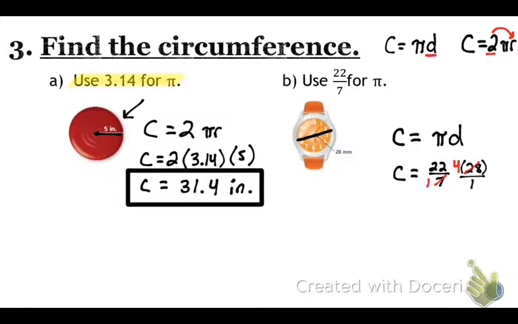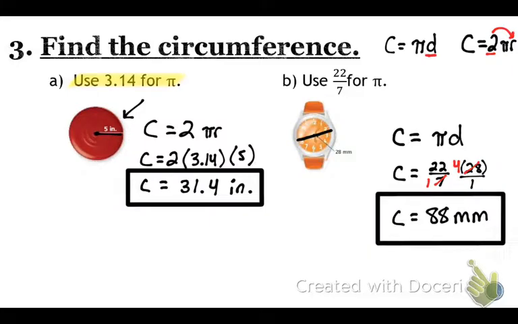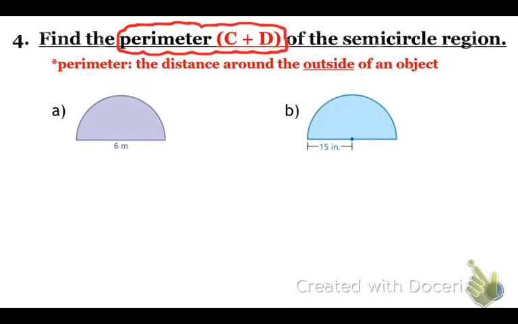So here's why you would want to use this 22 over 7. If the number that we are multiplying by is divisible by 7, that's when you want to use 22 over 7 instead of 3.14, because we can now do this without using our calculator. Guys, what's 22 times 4? 88. So the circumference is 88 what? Millimeters. That means the distance around the clock right here is 88 millimeters.